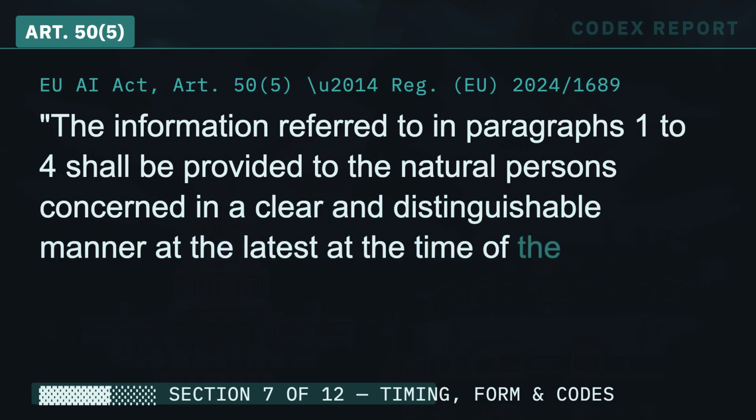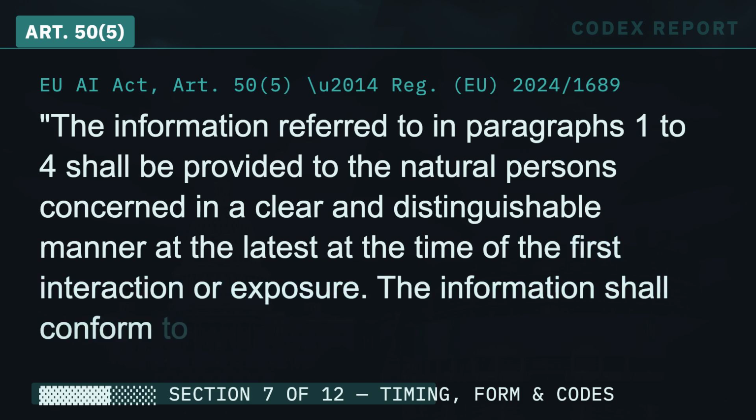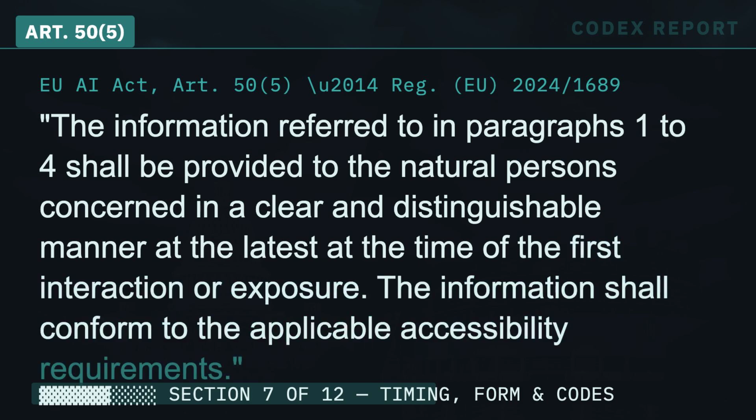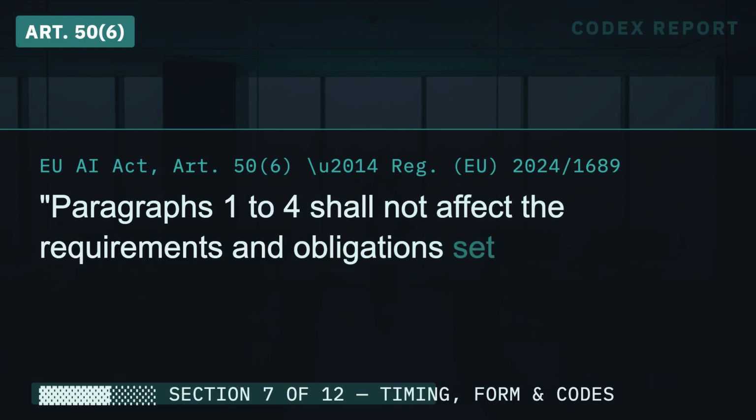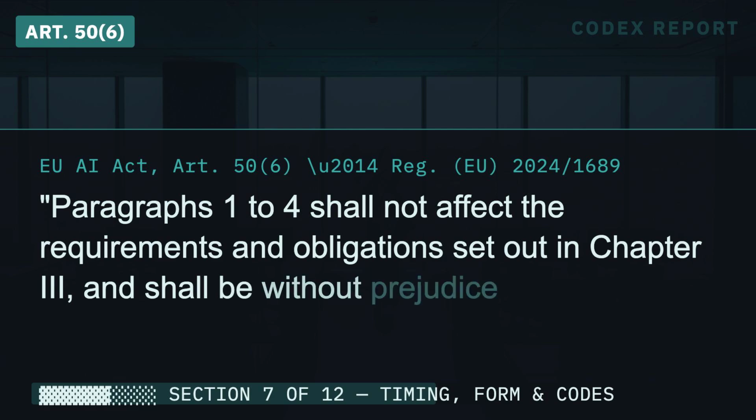The information referred to in paragraphs 1 to 4 shall be provided to the natural persons concerned in a clear and distinguishable manner at the latest, at the time of the first interaction or exposure. The information shall conform to the applicable accessibility requirements. Paragraphs 1 to 4 shall not affect the requirements and obligations set out in Chapter 3, and shall be without prejudice to other transparency obligations laid down in union or national law for deployers of AI systems.